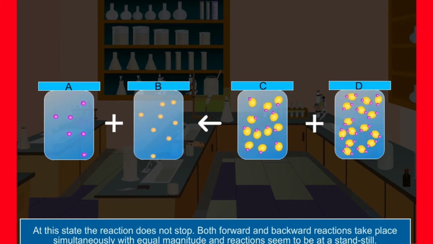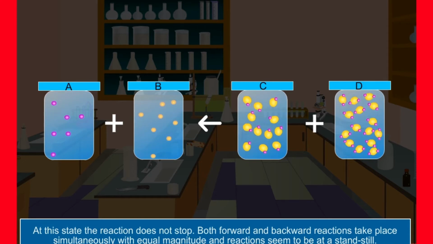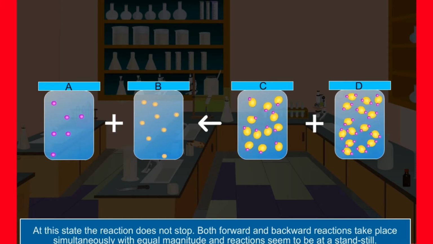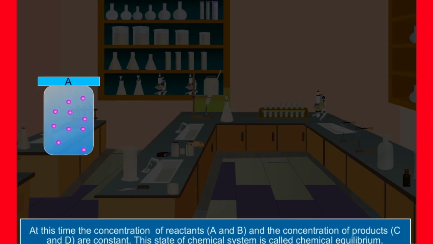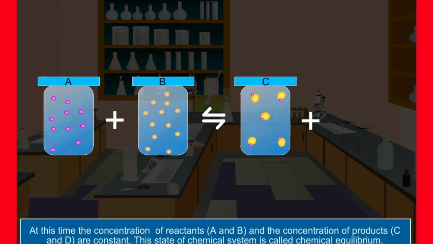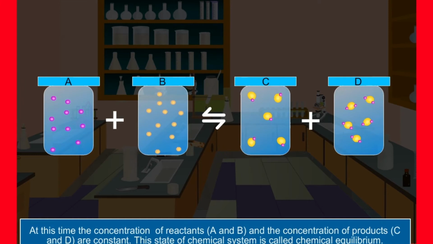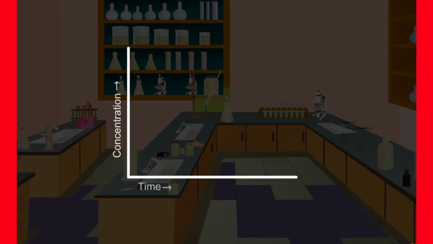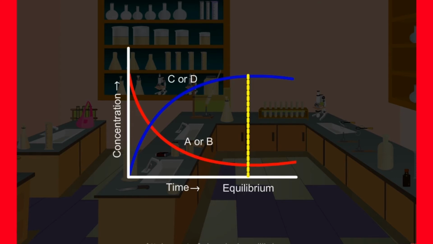At this state, the reaction does not stop. Both forward and backward reactions take place simultaneously with equal magnitude, and reactions seem to be at a standstill. At this time, the concentration of reactants A and B and the concentration of products C and D are constant. This state of the chemical system is called chemical equilibrium. Graphical representation of this reaction has been illustrated in the given plot.